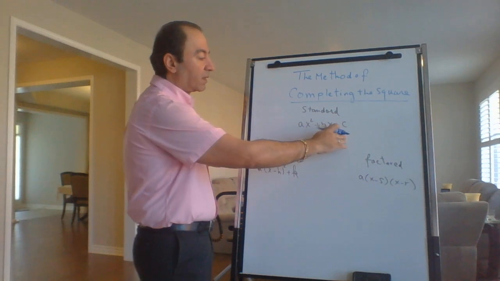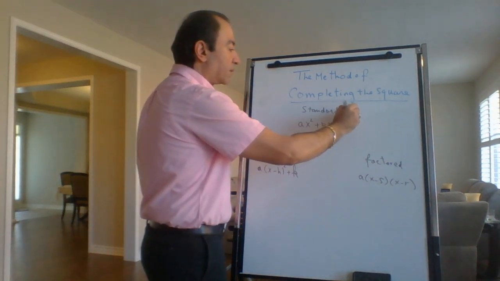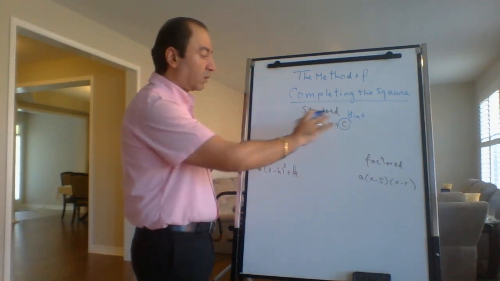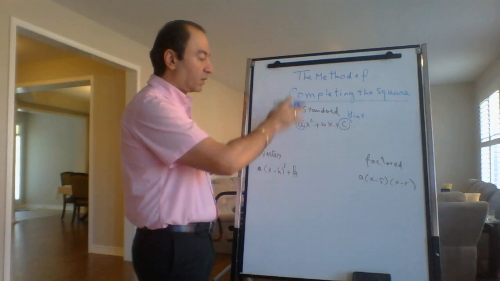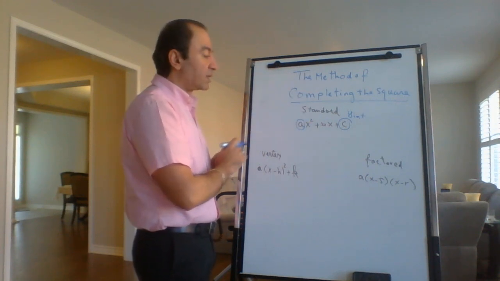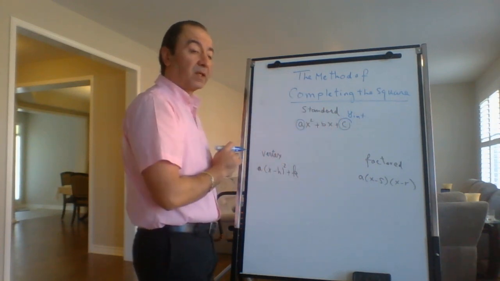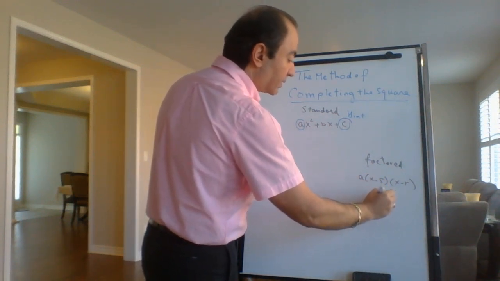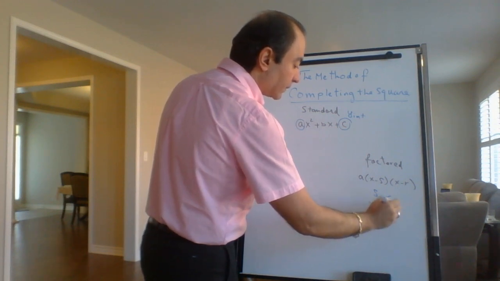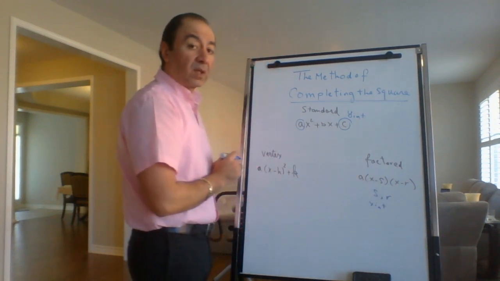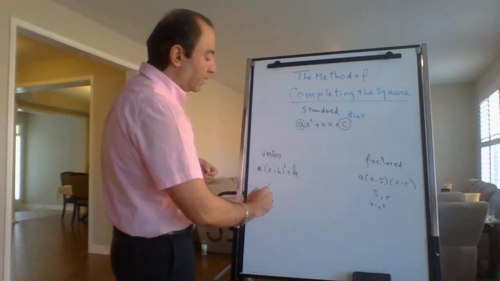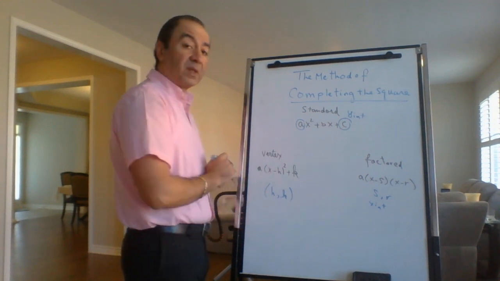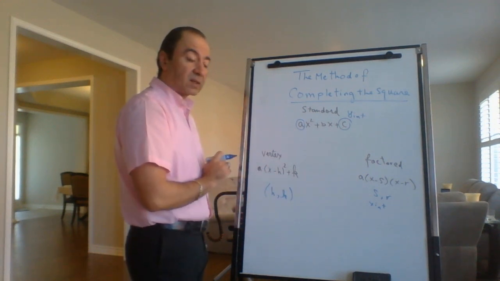This one, we can tell that this is the y-intercept. We can tell that it opens up or down right away just looking at this. If a is positive, it opens up. If a is negative, it opens down. The value of c is the y-intercept. Here we can tell s and r are the zeros, the x-intercepts. And also we can tell if it opens up or down. Here we can tell the coordinates of the vertex, which is h and k, and if it opens up or down based on the sign of a.